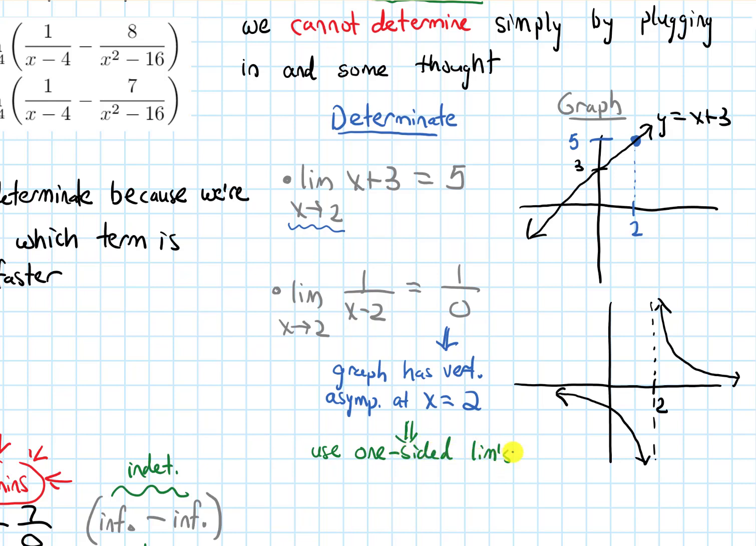We'll use one-sided limits to see if this overall limit could be infinity, if from both sides it went up to infinity, or negative infinity, if it went down to negative infinity from both sides, or it could be does not exist, like it ends up being in this problem because from either side it's different. From the left it's negative infinity, from the right it's positive infinity. But in both of these examples of determinate limits, I know what's going on with the graph. Maybe with just a little bit of thought, thinking about the one-sided limits for the second example, but there isn't ambiguity about what the graph should look like.